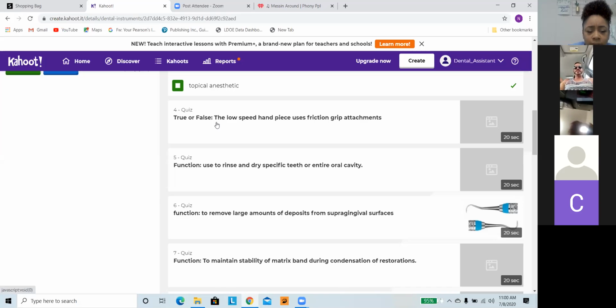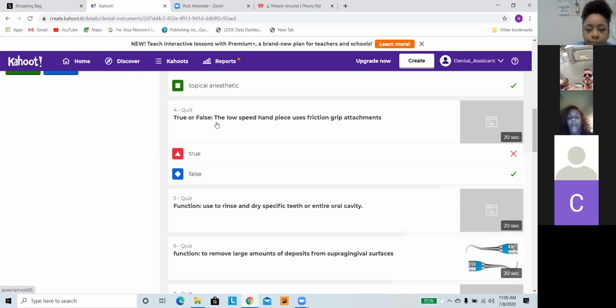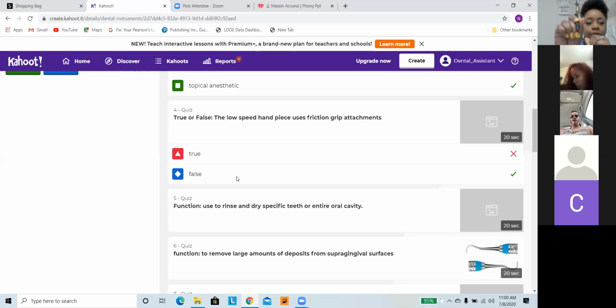So is it true or false? Let's see. It is false. So remember, with that grip attachment, there is no grip attachment. When you see grip attachments, meaning like this pin, it has a grip here to help you not drop the pin. So it's actually connected to our hoses that are on that unit that we use. You guys remember that?